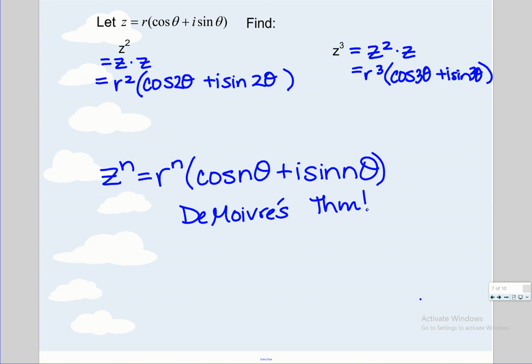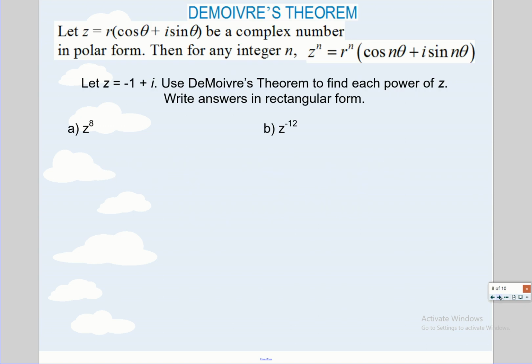We'll do one together, and you can try one on your own. All right, so there's a theorem. We're going to use z equals -1 plus i as our complex number, and we're going to take it to the 8th power, and it also works for negative powers. We're going to take it to the -12th power. As long as it's an integer n, it works.